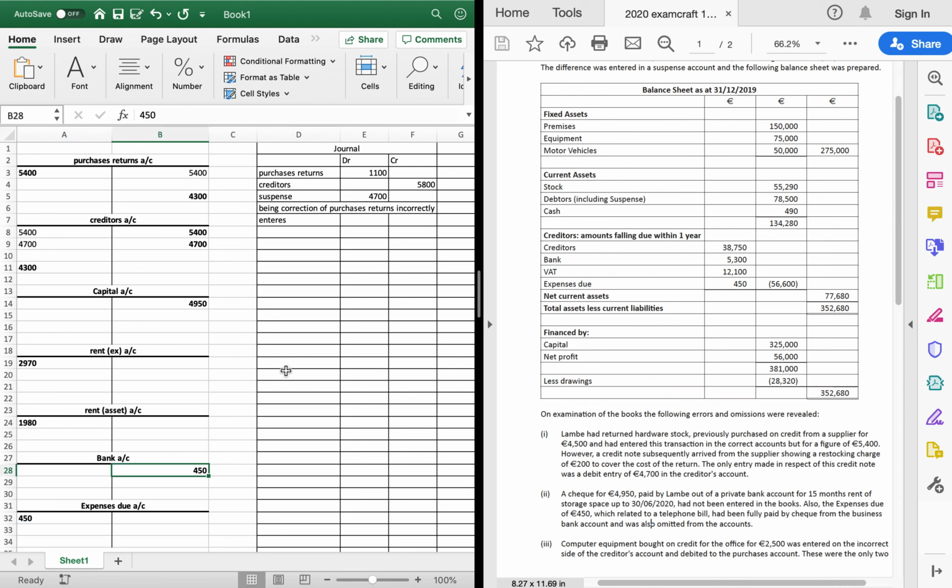Okay, so that's all we have to do there. So that expenses due 450 goes down to 0. So when we come to do the balance sheet later on, the expenses due won't be in it. Anyway, we'll journalize that.